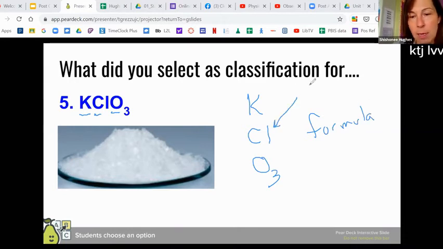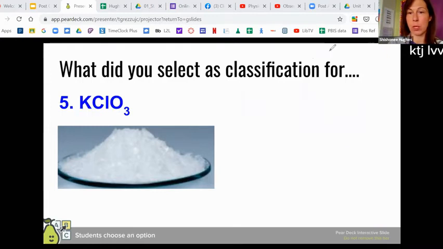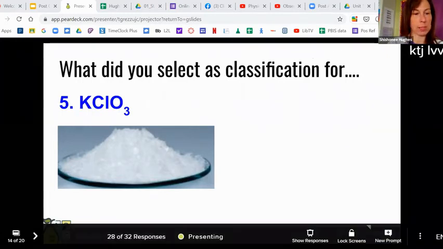Kiddos, that is a lowercase l. You'll either have a capital L or a lowercase l. This is not an I. A capital I looks like this. A lowercase i looks like that. So a lot of people forget about old school block lettering, and that's what we use for our formulas. So this is definitely a compound, potassium chlorate. Good job for those of you that said that.